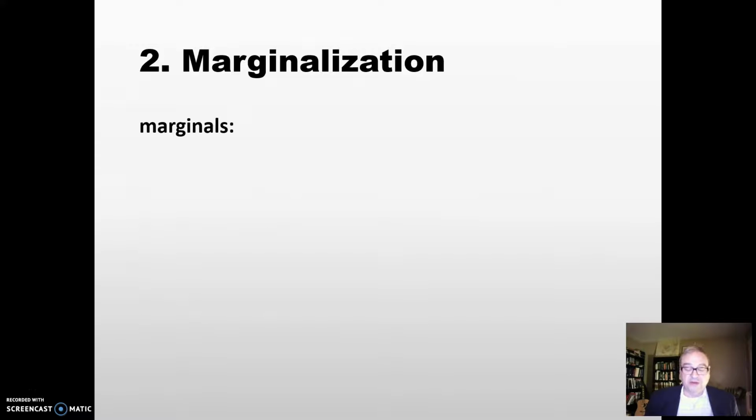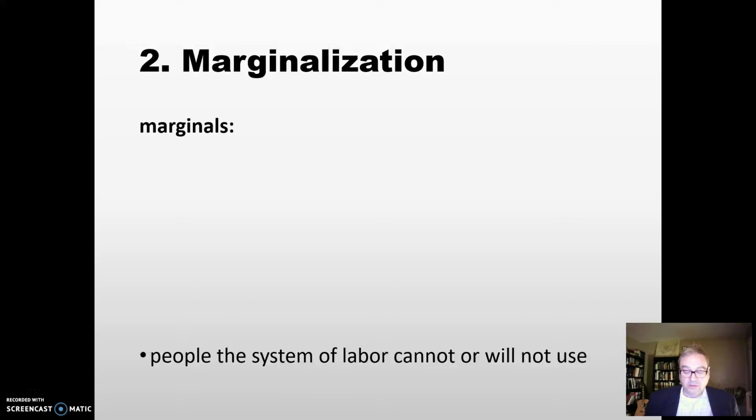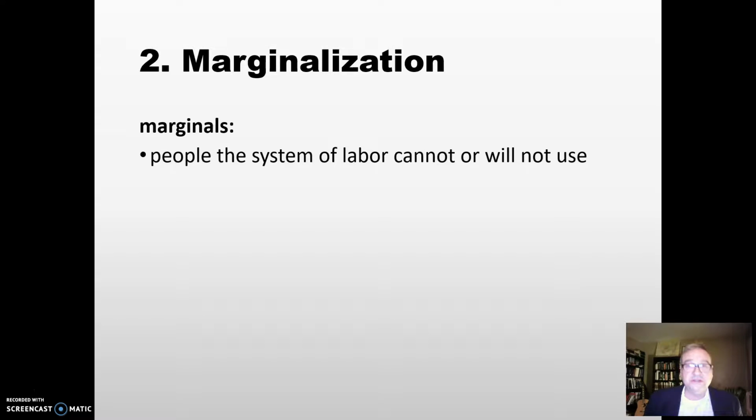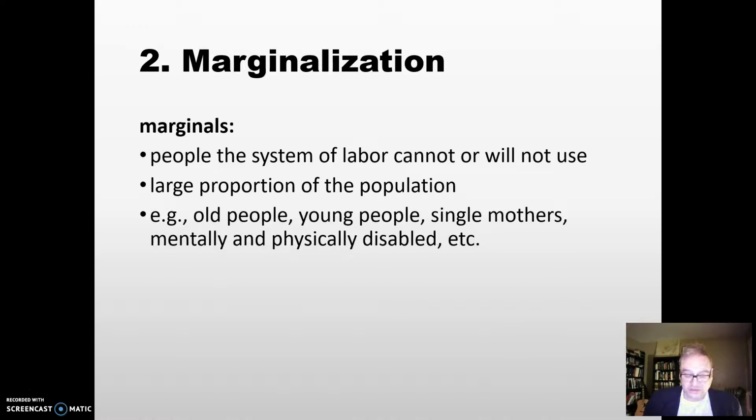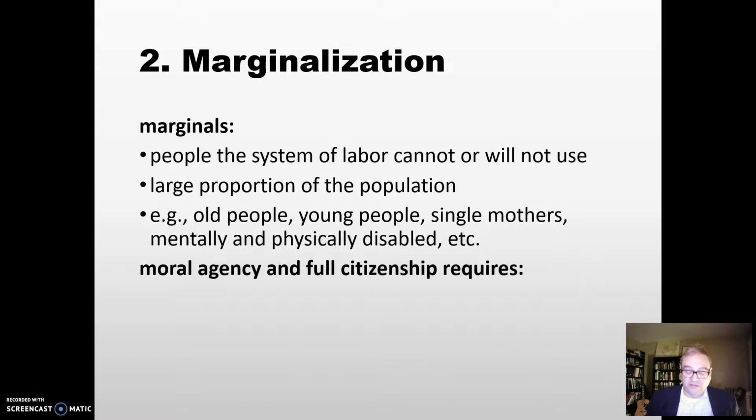The second face of oppression is marginalization. Marginals, Young says, are people the system of labor cannot or will not use. So a shamefully large proportion of the population are marginalized, according to Young. Old people, young people, single mothers, mentally and physically disabled, etc. A whole category of people is expelled from social life. Moral agency and full citizenship require a person to be autonomous and independent. Groups that are marginalized do not have this moral agency.